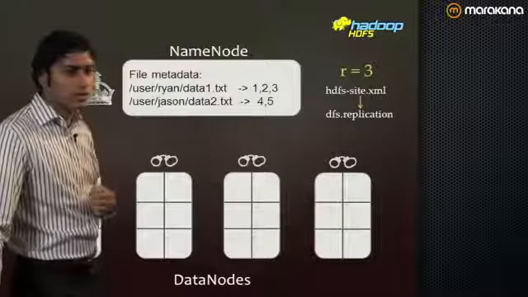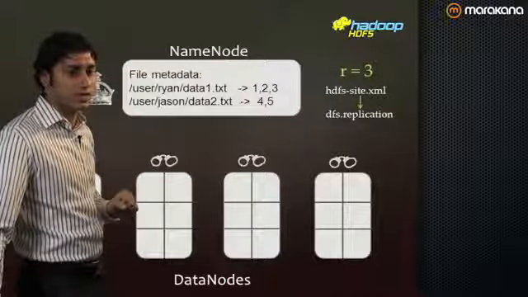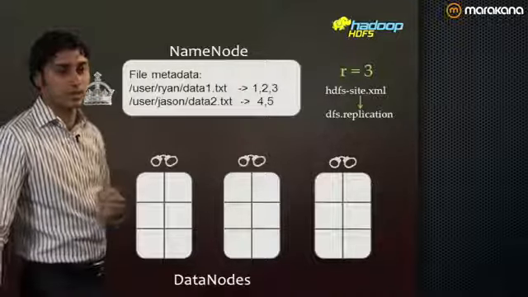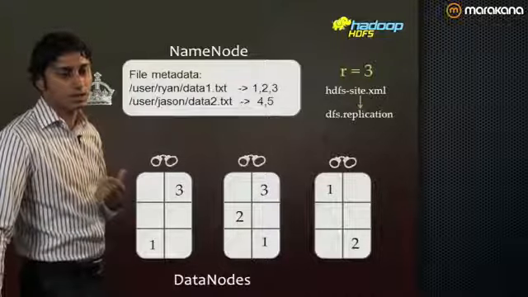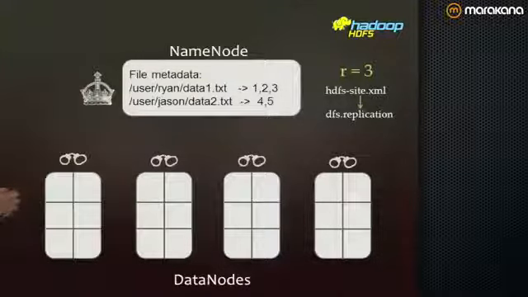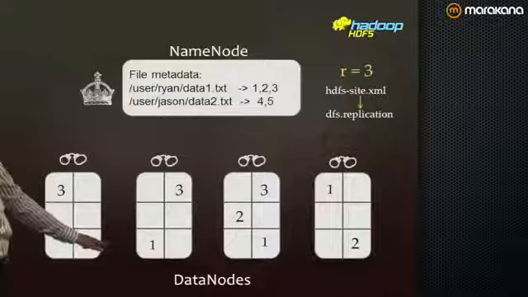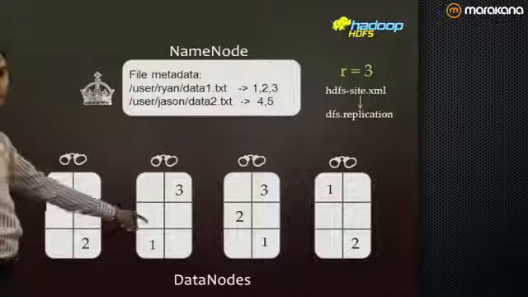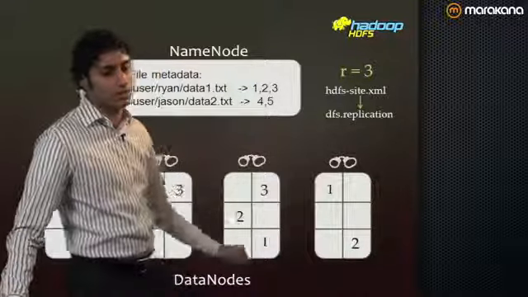So let's take a look at how the files actually get stored in the data nodes. All right, so file 1.txt, which is data1.txt, is broken up into 3 blocks. And here's kind of how those blocks are stored in the data nodes. You can see that for each one of those blocks, like block 1, for example, there's 3 replicas made of it. So the first replica is on the second data node, and there's another replica on the third data node, and there's yet another replica on the fourth data node.